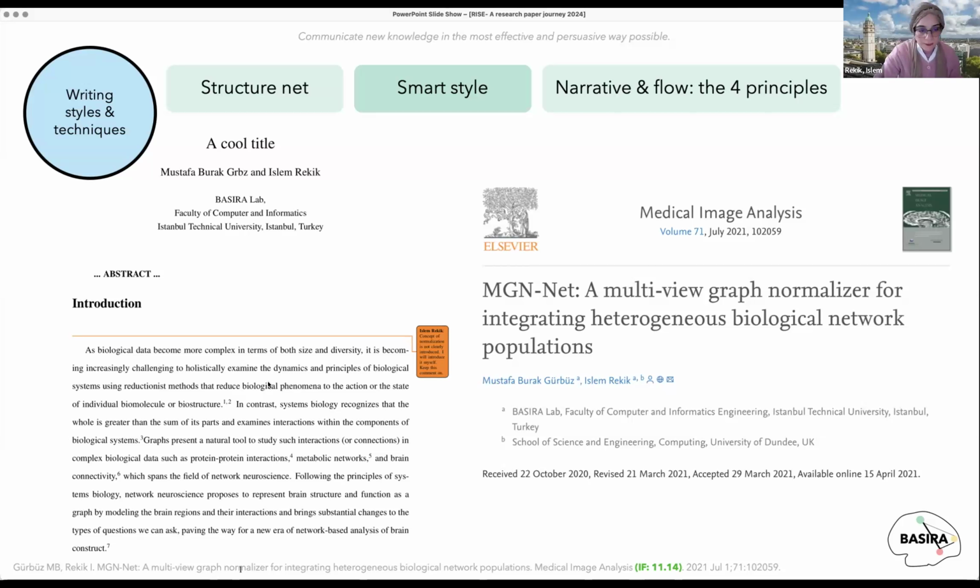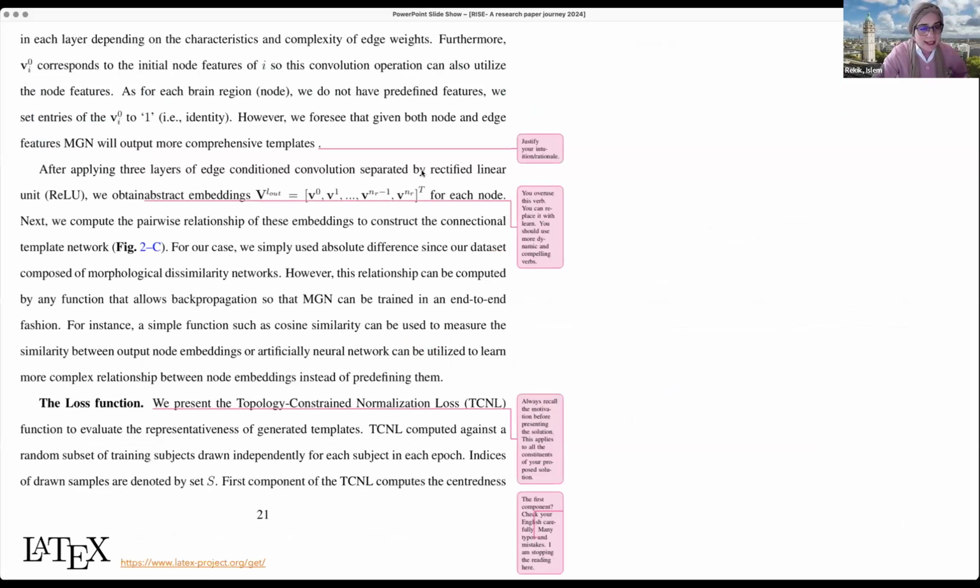It starts out with contextualization. We revised it multiple times, and revision is very important in writing. So choosing a cool title is important. During the revision of this paper, you can see my comments here. Justify your intuition and rationale. The text says, "However, we foresee that given both node and edge features, MGN, our method, will output more comprehensive templates." Why are you hypothesizing that? You need to justify first the rationale or the intuition behind this.